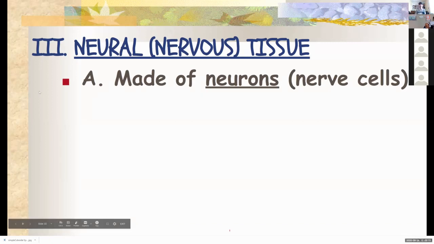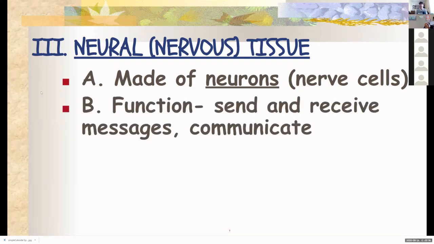Okay, we're good. Letter A, made of neurons. So neural tissue is made of neurons, which we also call nerve cells. Their function is to send messages, to receive messages, to communicate.